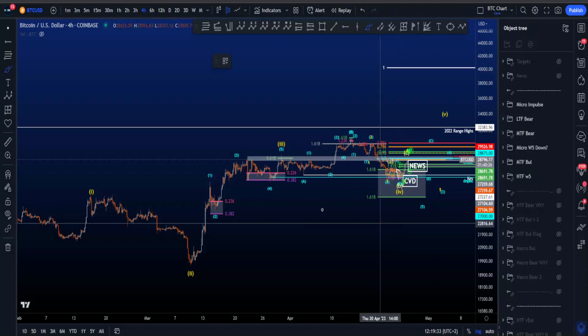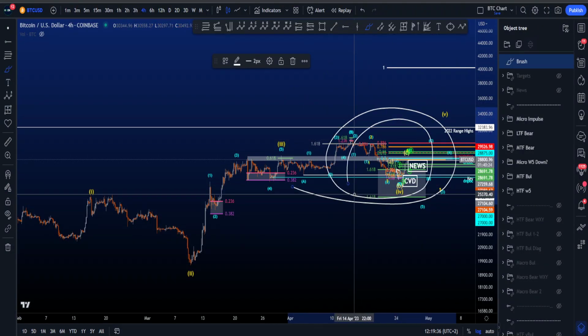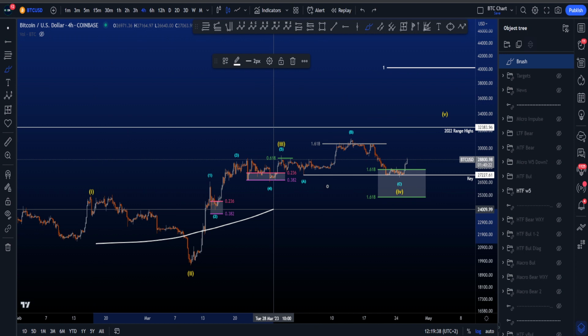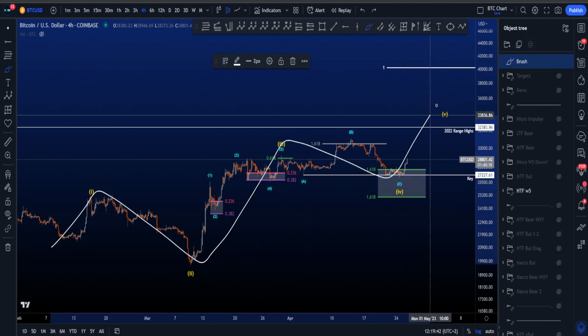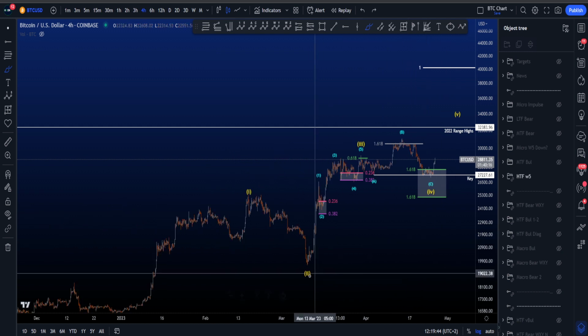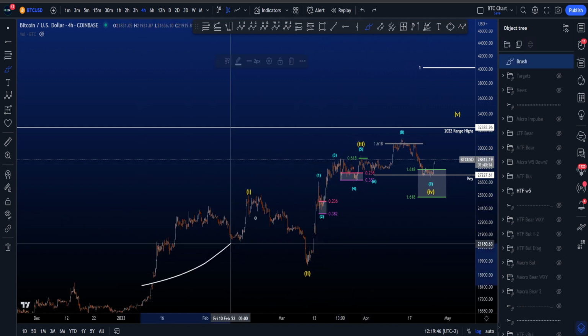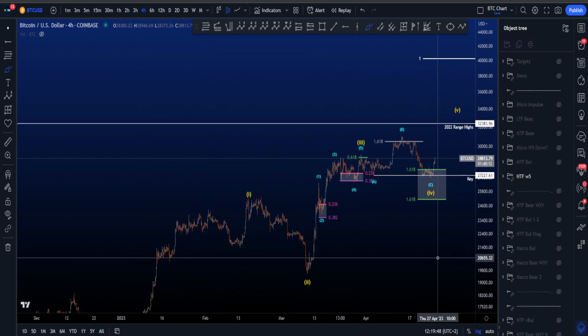Hi everyone, let's have a look at what Bitcoin might have in store for us next, starting with the most bullish Elliott Wave scenario on the medium time frame, where we're looking for this to be a wave 1, 2, 3, 4 and then a wave 5 to the upside. Now this wave 3 is shorter than a wave 1, which does not invalidate an impulse.